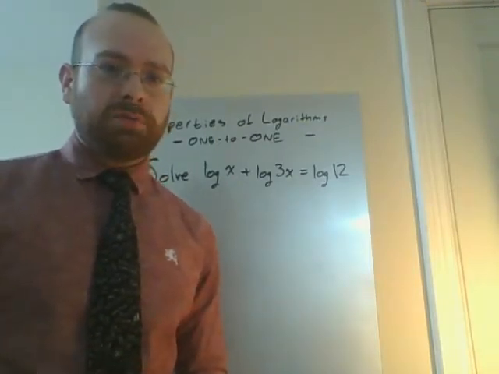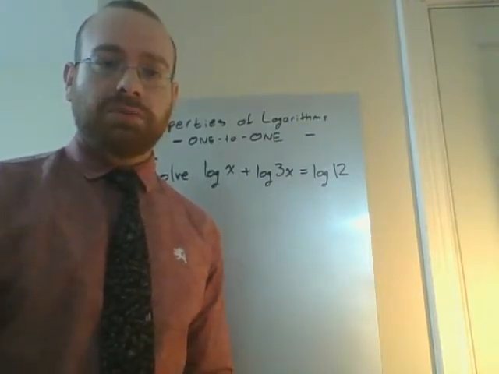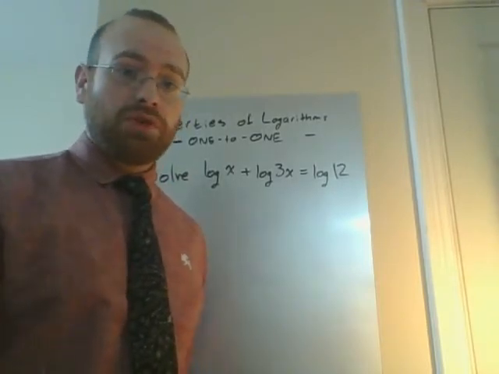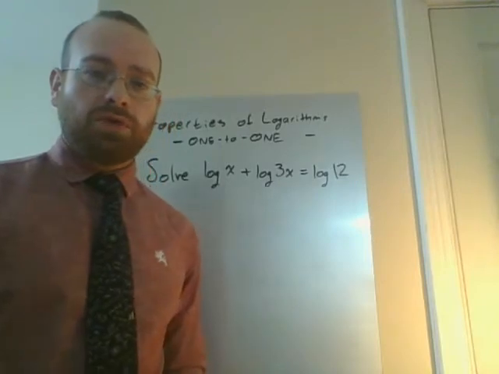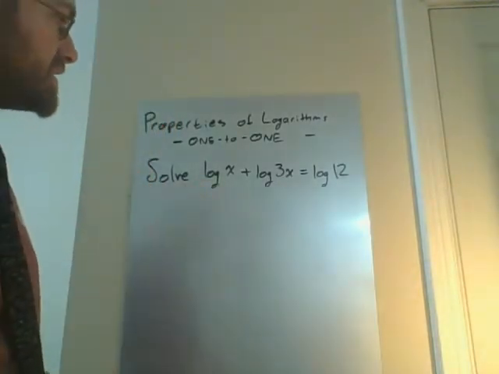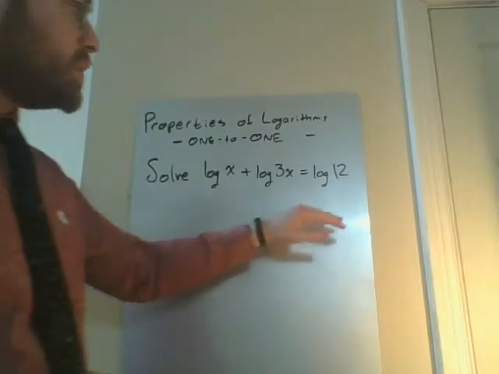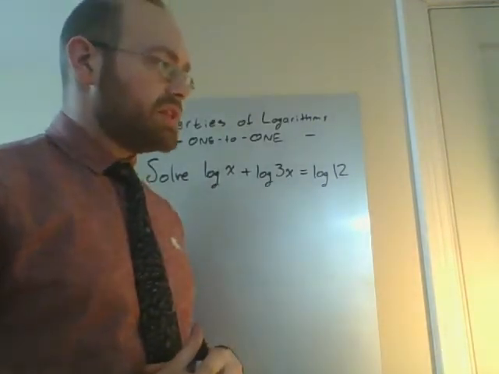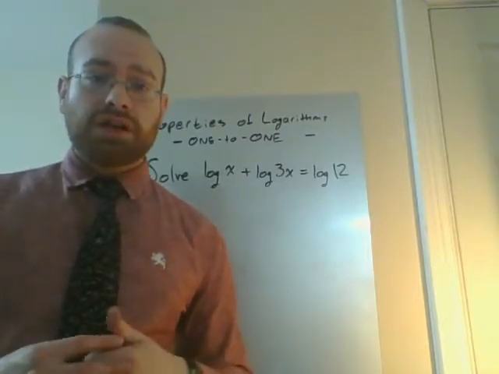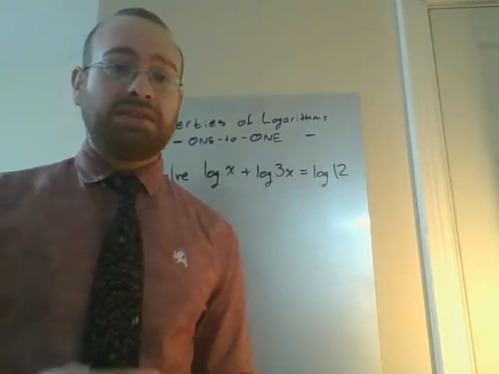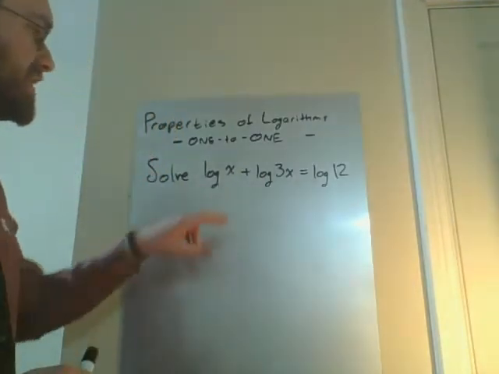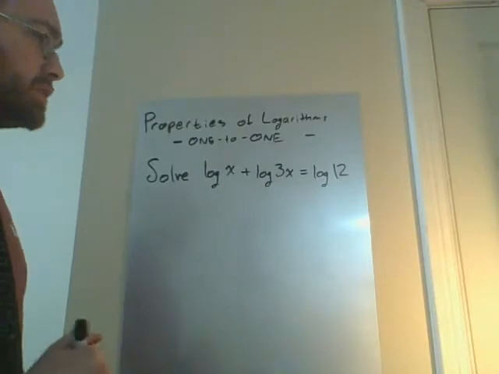We can only cancel bases when we have a single logarithm on both sides. So we need to use what we've reviewed previously to condense our logarithms before we can do that. So the equation we're solving is log of x plus log of 3x equals log of 12. Now remember, when we don't specify the base, we're using the common logarithm, and the base is implied to be the number 10. So to start us off, let's use the product property to combine these two logarithms.